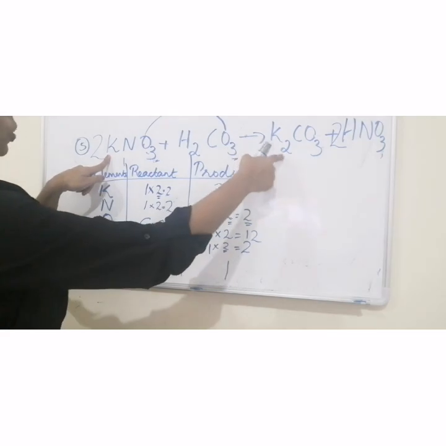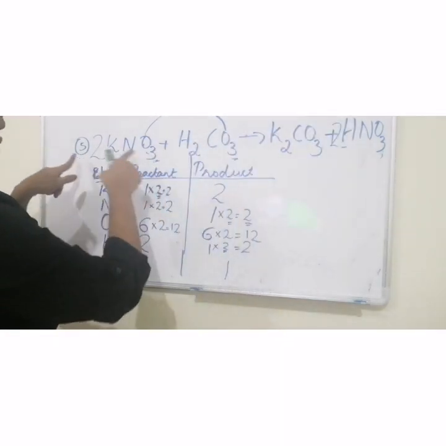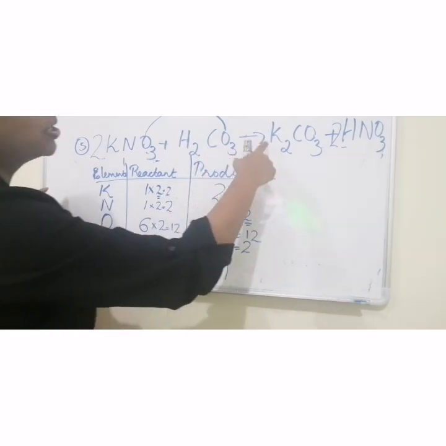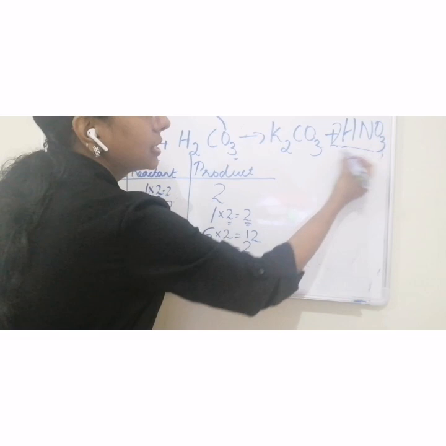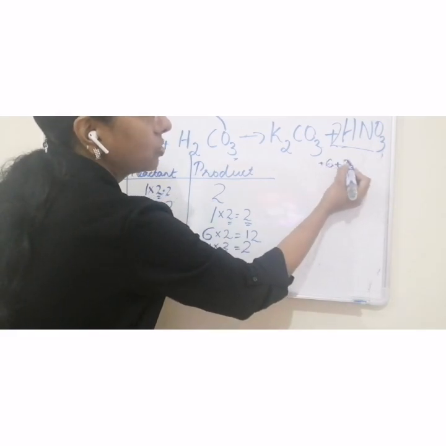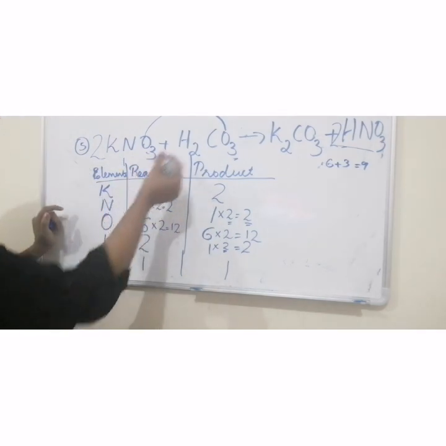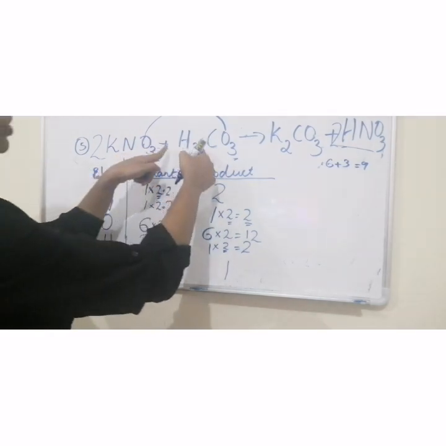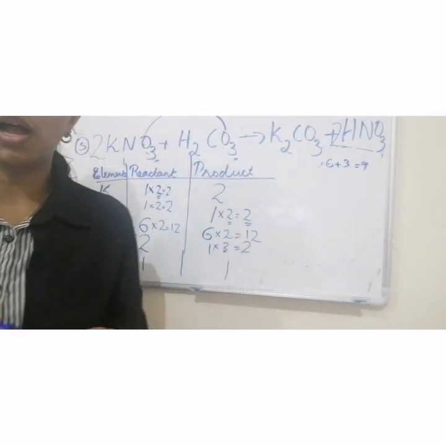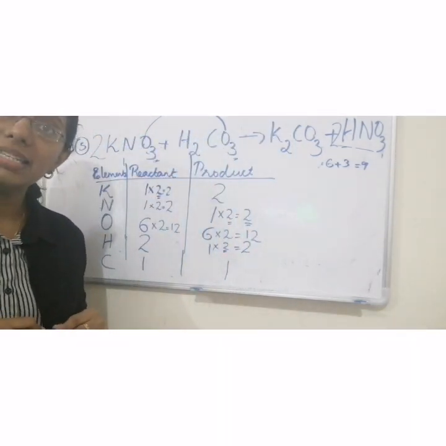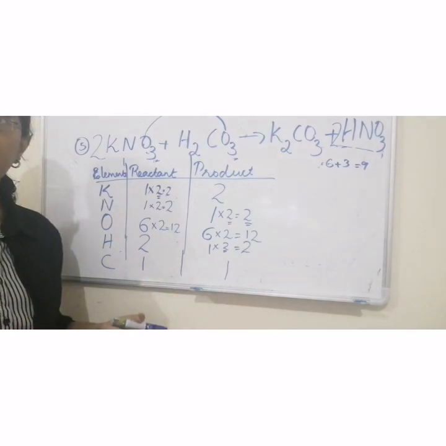Now we will check our equation. 2 potassium, 2 potassium. 2 nitrogen, 2 nitrogen. 6 plus 3, 9 oxygen. 3 into 2, 6 plus 3, it is equal to 9 oxygen. So it is balanced. Then hydrogen 2, 2 hydrogen, carbon 1, carbon 1. So our equation is balanced. Check this one more, then it will be easy for you. Clear?